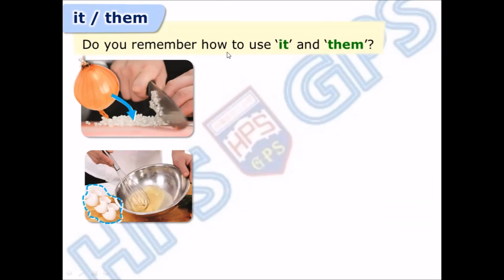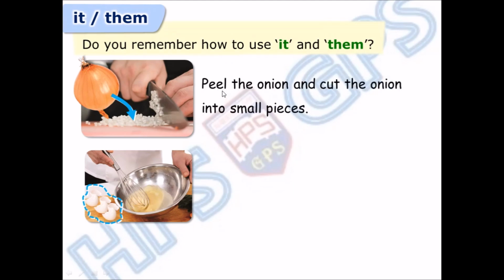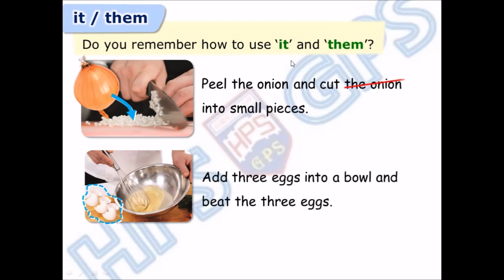Do you remember how to use it and them? Peel the onion and cut the onion into small pieces. Here we have onion 2 times. We can use it to refer to the onion.